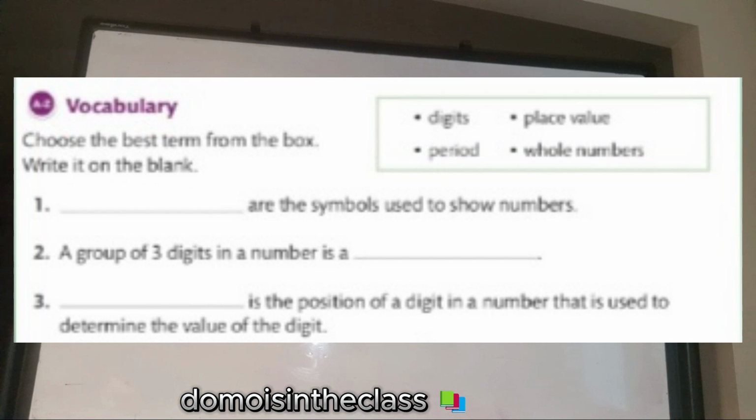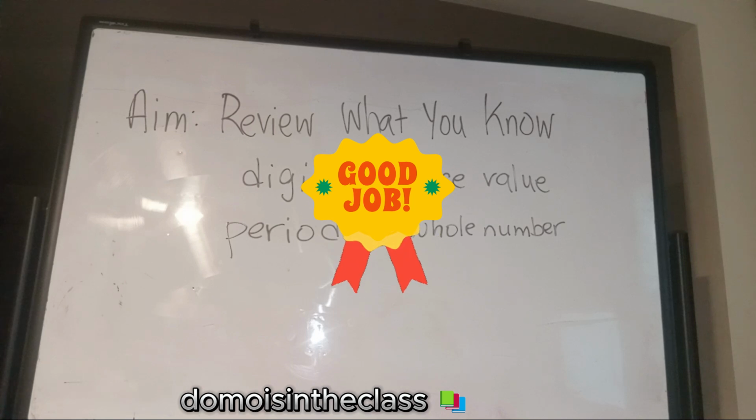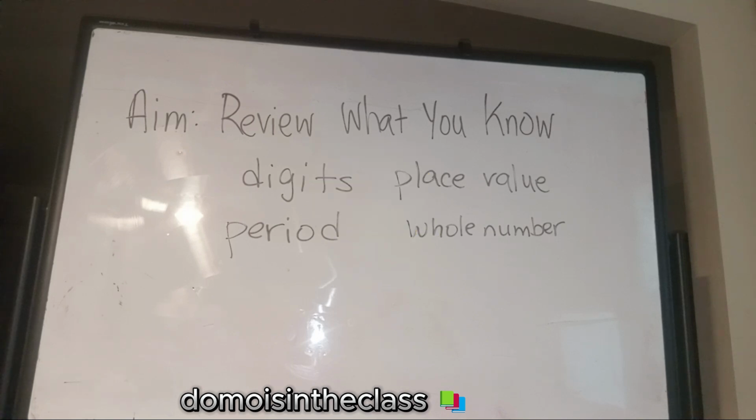One blank are the symbols used to show numbers. All right, so what do you think that's going to be? I think that's going to be digits. Oh, good choice. All right, digits, great job. All right, so let's move on to the second one.